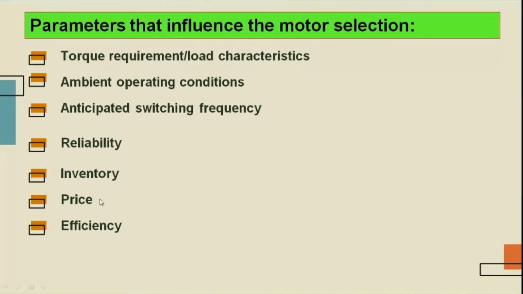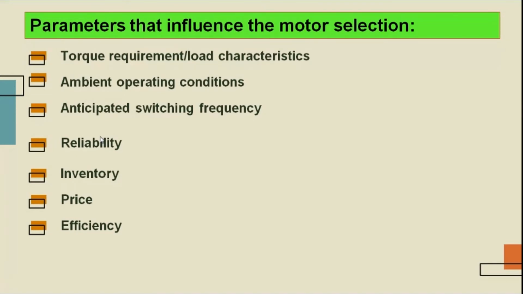Your price of the system will increase, and if the price of the system increases, naturally the impact will be on the product which the plant is manufacturing, right? So these are some of the points which have to be considered while selecting the correct size of the motor for a particular application.